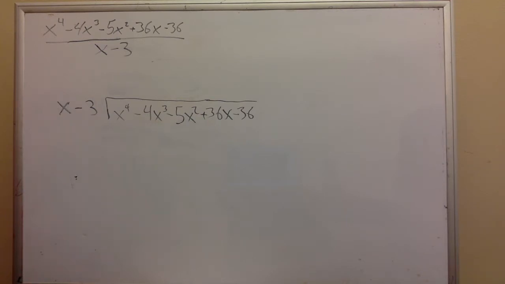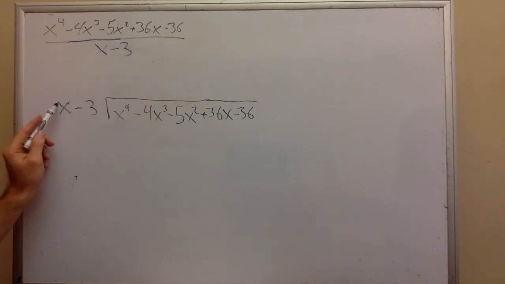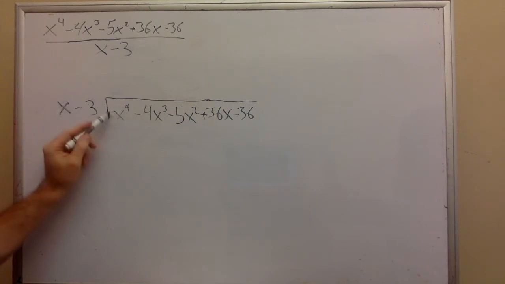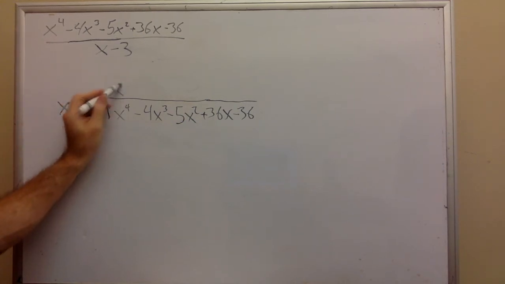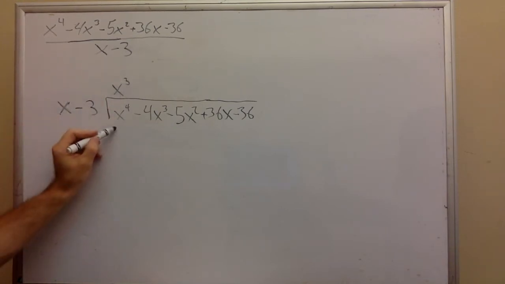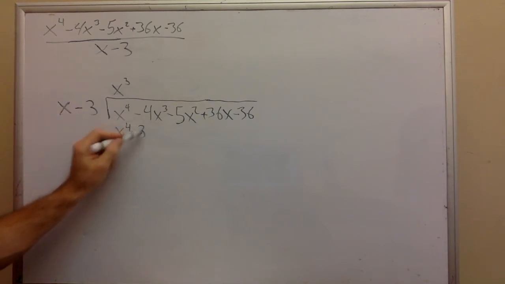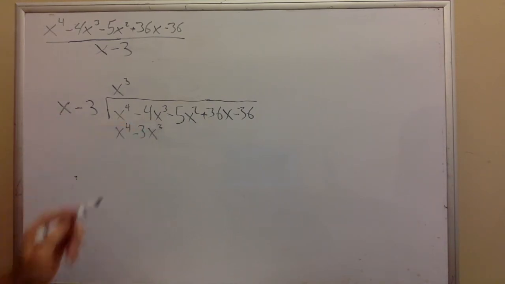Alright, if you're feeling stuck, let's talk through our process again. So I'm going from my leading term of x to x to the fourth. So I have to figure out what to multiply x by to get x to the fourth. That's going to be x cubed. Then I multiply, I get x to the fourth, and then minus 3x cubed.